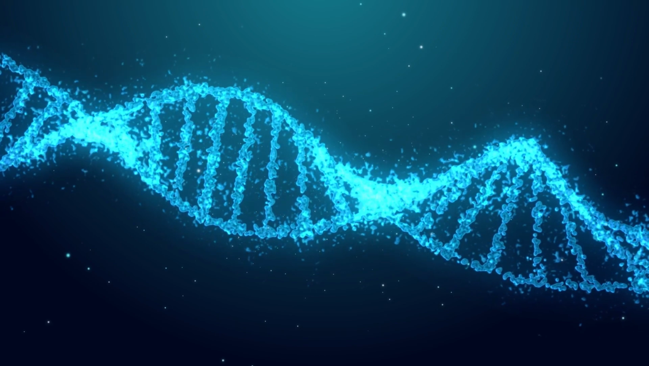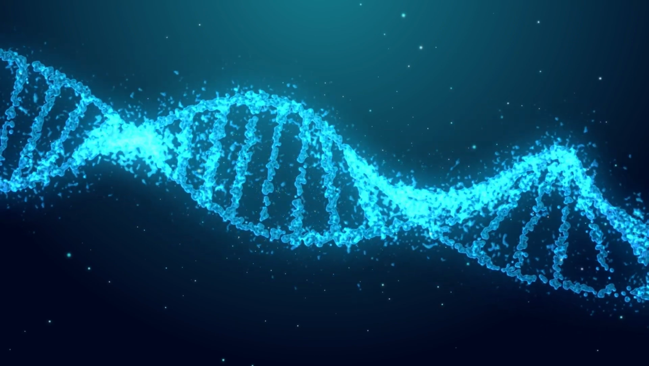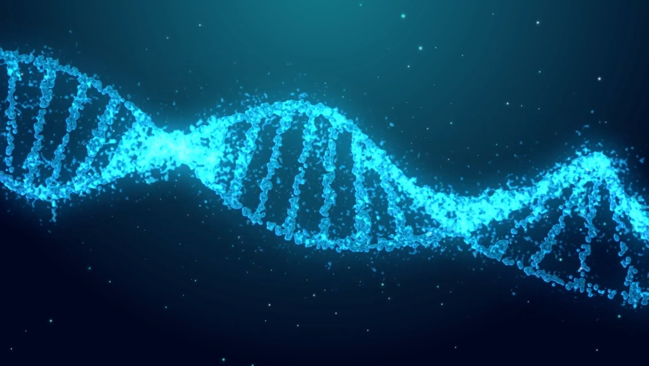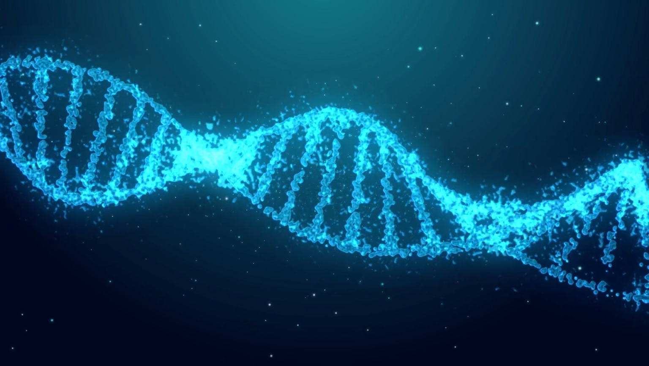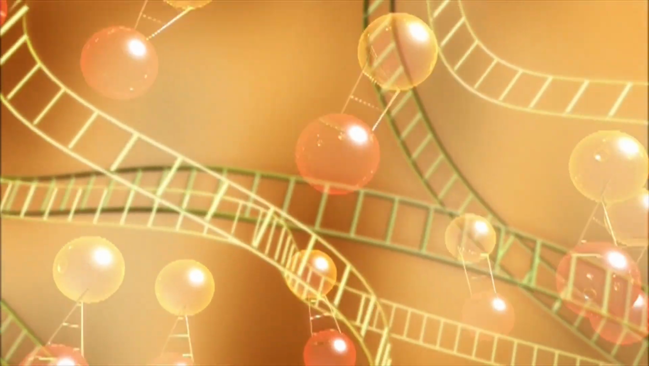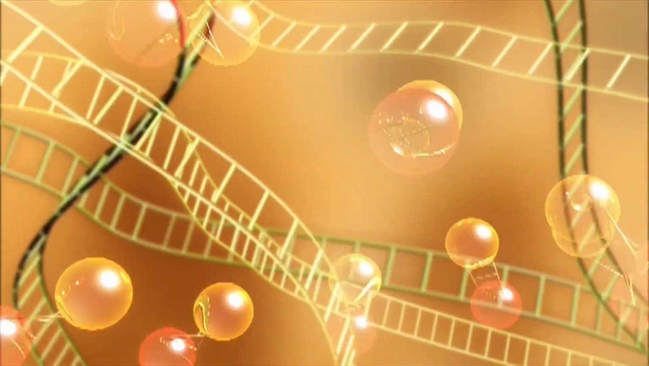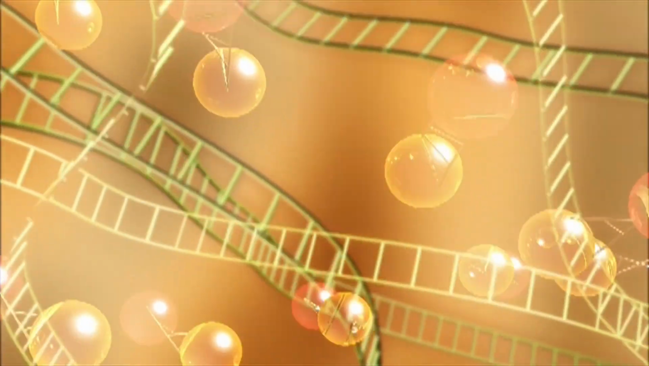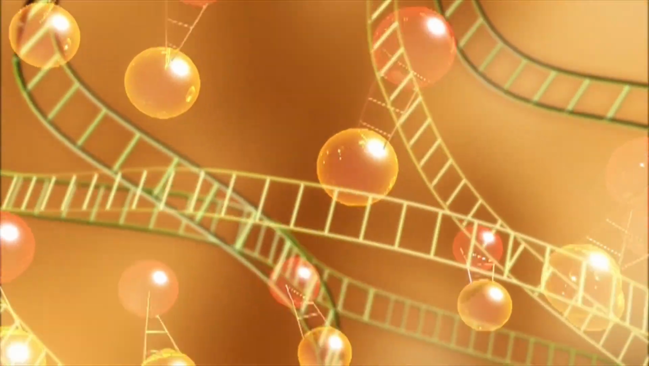7. Genetic information. DNA, deoxyribonucleic acid, contains the genetic information that determines an organism's traits and characteristics. Through the processes of transcription and translation, genetic information is used to synthesize proteins, which play diverse roles in cellular structure, function, and regulation.